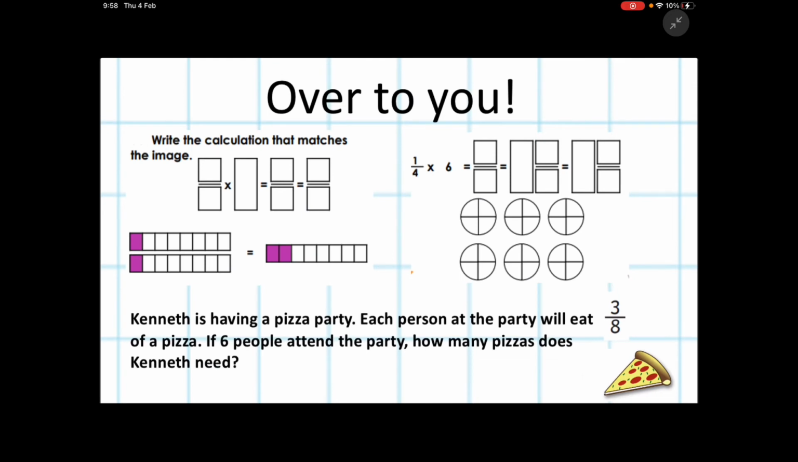Okay, that was nice and easy, nice and quick. Over to you. I want you to have a look at these 3 questions, some like we've just practiced. Have a go and see if you can answer some of these questions. Come back when you've finished and we'll go through the answers.